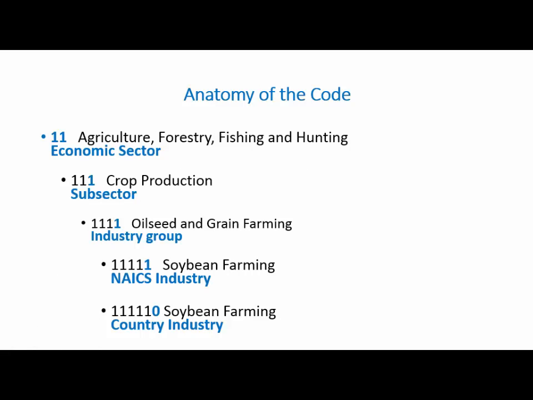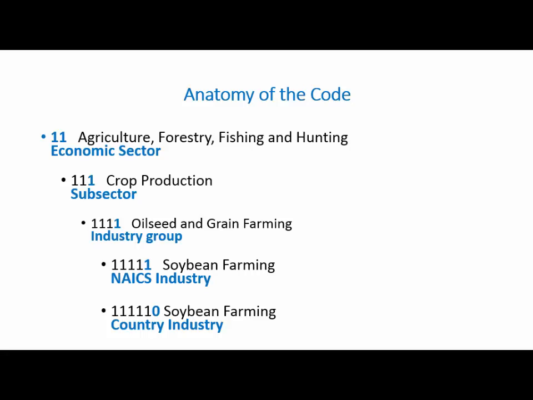The first 2 digits are the economic sector. In this case, agriculture, forestry, fishing, and hunting. Under the economic sector is a subsector. In this case, crop production, which is the 3rd digit. The 4th digit is the industry group, oilseed and grain farming.